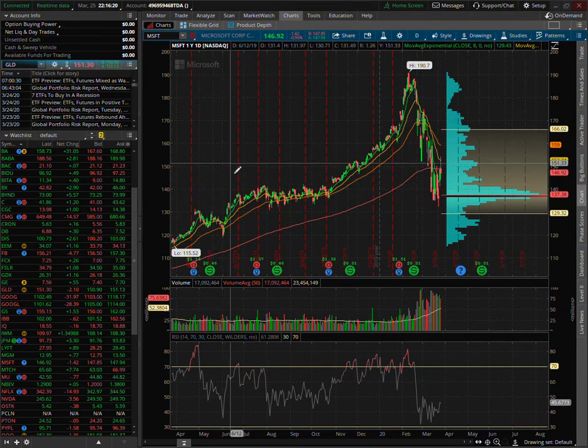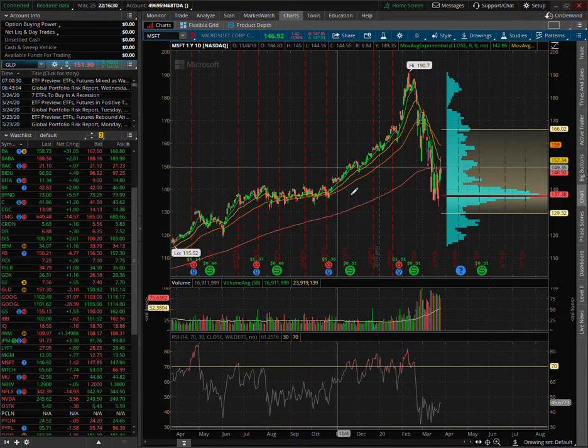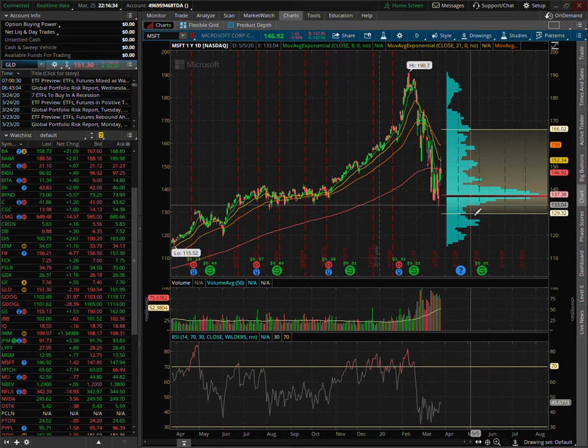T-Money here. Today's topic is volume profile, one of the indicators I use on my charts. What volume profile tells us is how much volume went off, but at what given price.